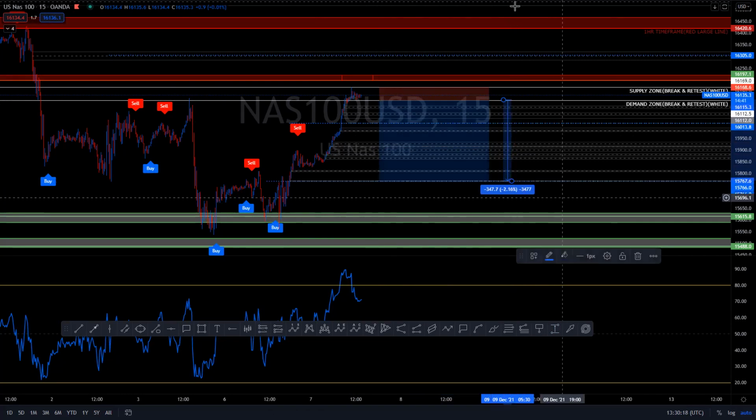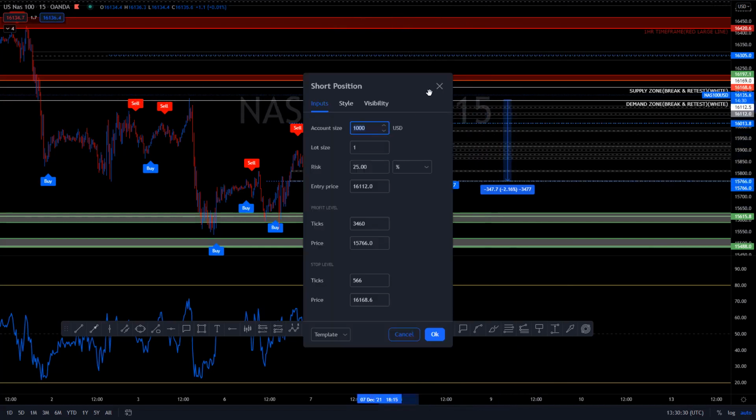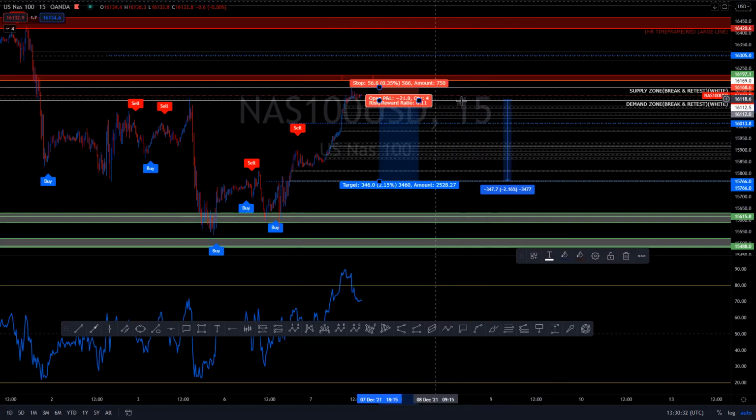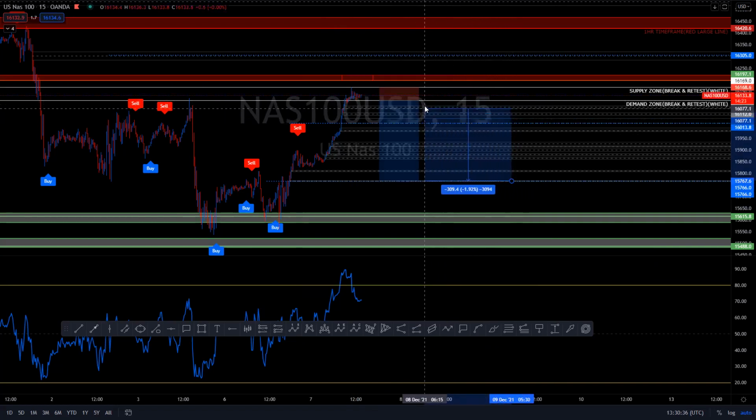So that's good. So now, let me actually make this thinner. There we go. So when I click on it, it's going to give me the stop loss and take profit. Let me just move this over.